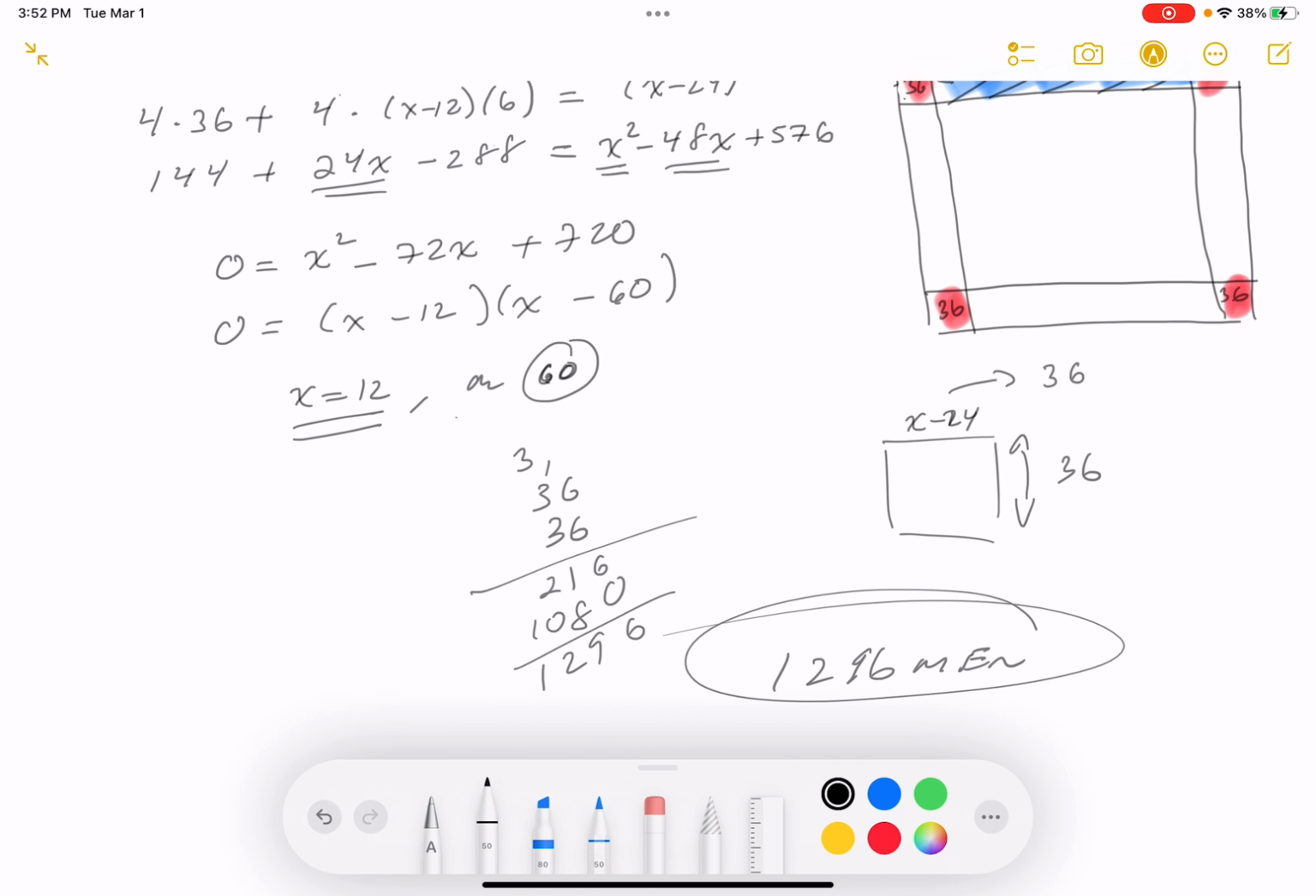All right, thank you. Oh, before I say thank you, check the key. Make sure that's what you're staring at. And we are staring at it. Look at the key right now: 1296 men. Thank you.